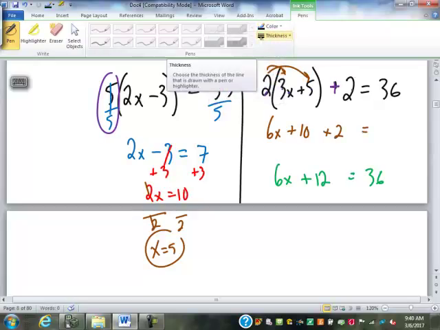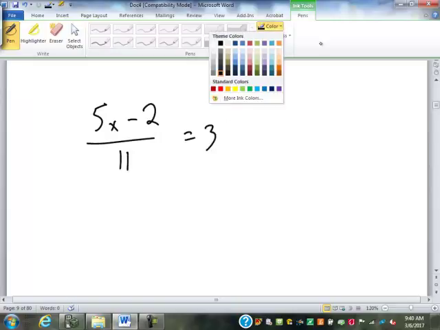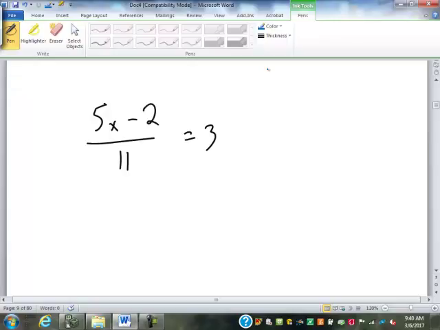So when we're looking at these fractional equations, so let's say we have 5x minus 2 all over 11 equals 3. This only works because if we were looking at how this equation was built, the last thing that was done building this equation was dividing by the 11. So we can multiply by the 11 to get rid of it.